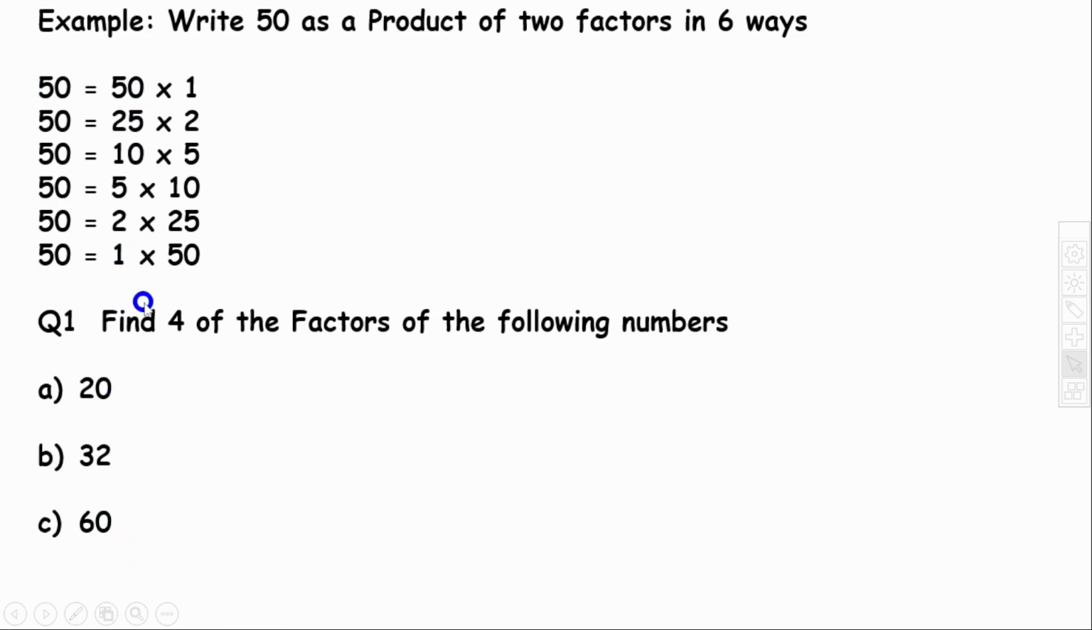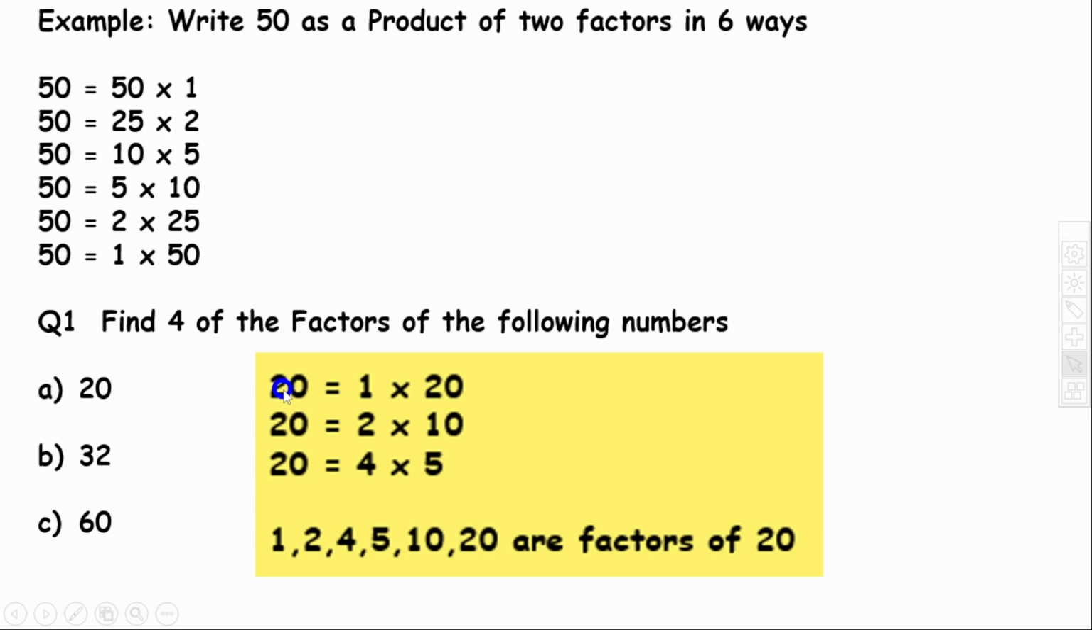Now let us do a question. Find 4 of the factors of the following number. To do that, all we have to do is look for two numbers to multiply together to give us this number. For example, 20. How do we find the factors? What do we multiply together to give us 20? 1 times 20 gives us 20. 2 times 10 gives us 20. 4 times 5 gives us 20. So 1, 2, 4, 5, 10, 20 are all factors of 20.